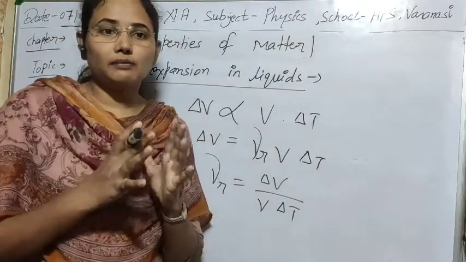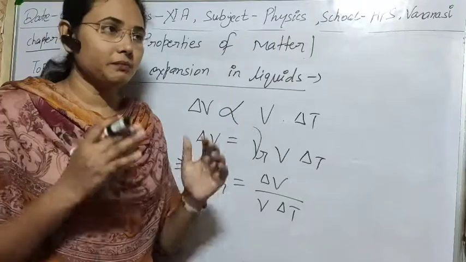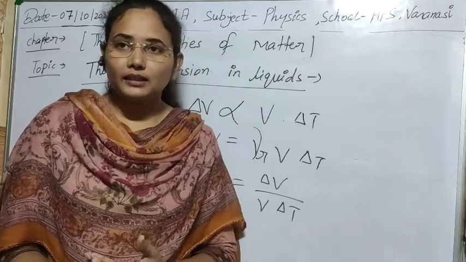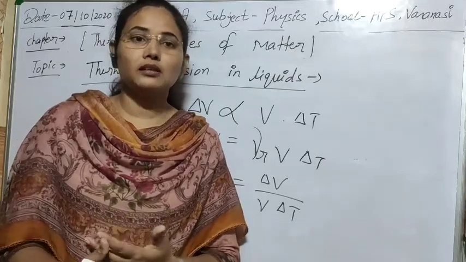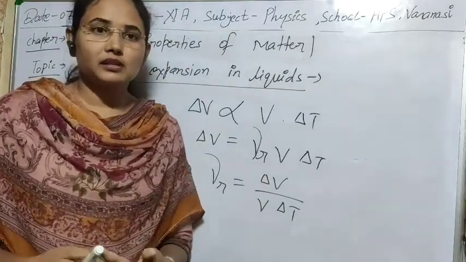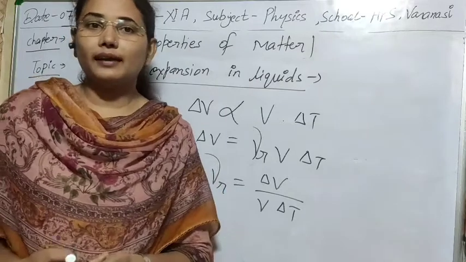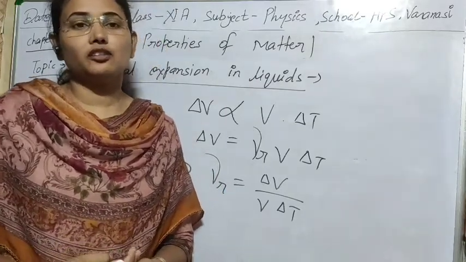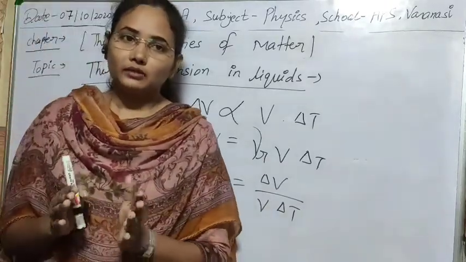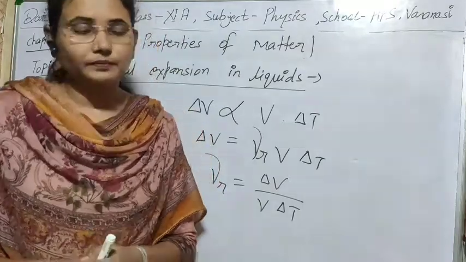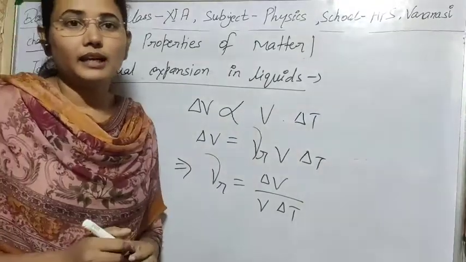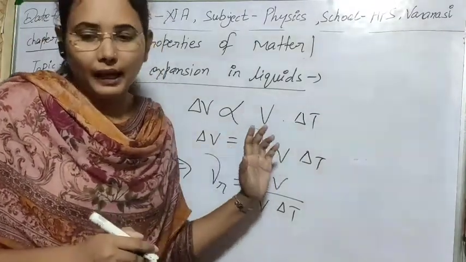So there are two types of expansion that always take place in liquid, depending on the container in which we are taking that liquid. If that container shows expansion on the application of heat, then there will be apparent expansion. And if that container does not show any expansion on the addition of heat, then for that case we have to study real expansion. So if this factor is clear to you, now let's see one relationship between real expansion and apparent expansion.